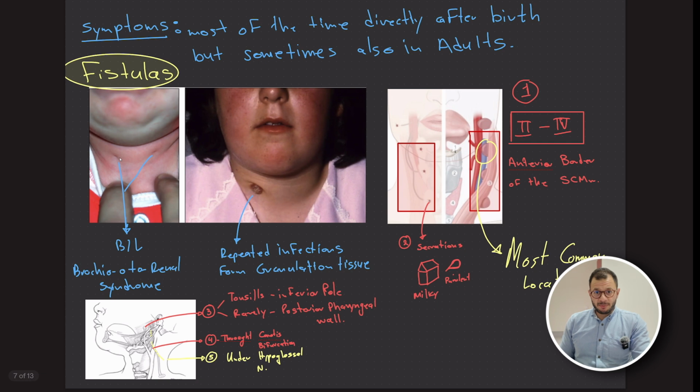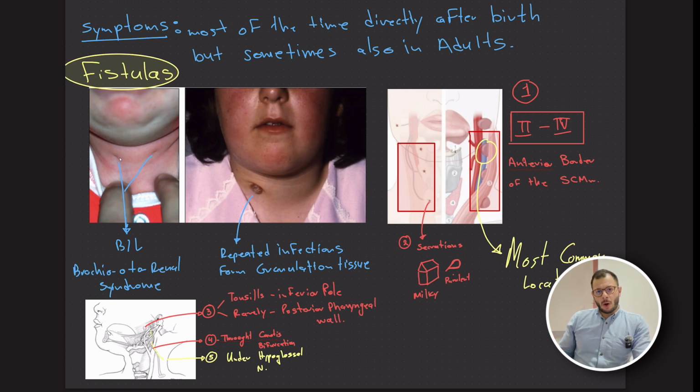Further, speaking about the symptoms of these brachial cleft cysts, most commonly we will see them in children right after birth, but they can also occur later in life. We can divide the symptoms between fistulas and cysts. If you have a fistula, then you will see an opening on the neck of the patient.